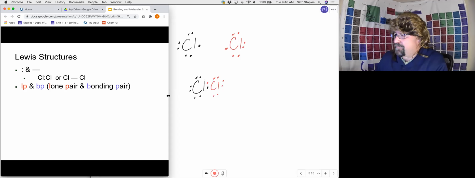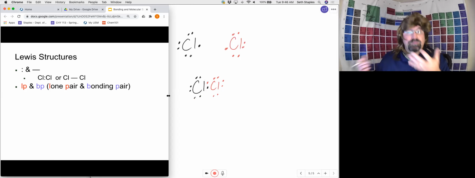And so it's going to do that by sharing this electron here in each one. And so that's what we have symbolized here in our bond. So now each chlorine has 1, 2, 3, 4, 5, 6, 7, 8, 1, 2, 3, 4, 5, 6, 7, 8, because we say that these 2 electrons here are now shared between the atoms. So each atom has an octet.